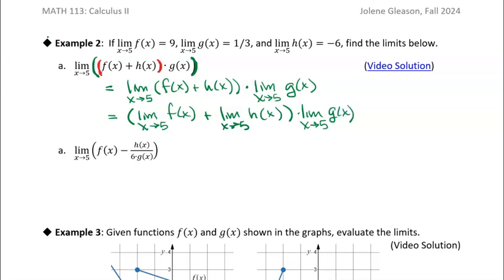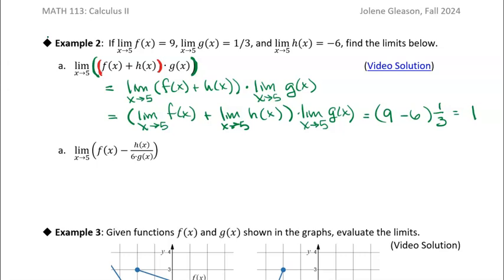Okay. Now I know what these limits are, right? I can replace these limits with their values. And so this first limit as x approaches 5, f of x is 9. And then this limit as x approaches 5, h of x approaches a negative 6. Now, can't forget those parentheses. And then the limit as x approaches 5 of g of x is 1/3. So we end up with 3 times a third, right? 9 minus 6 is 3. 3 times a third is just going to be 1. So our limit here is 1.